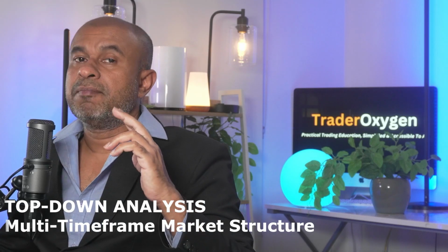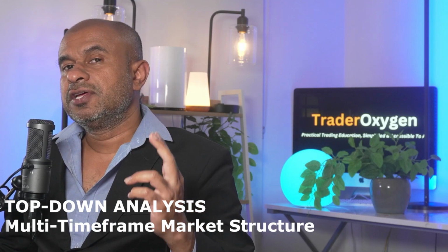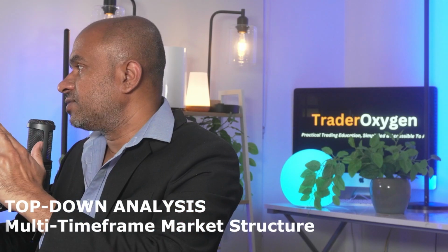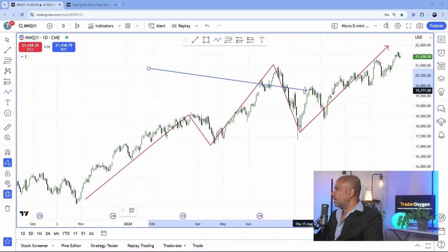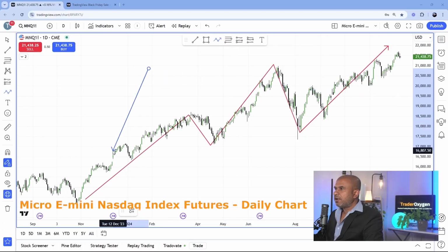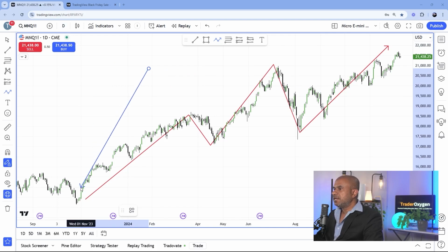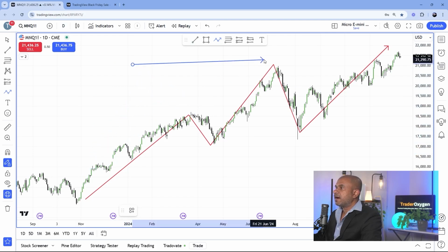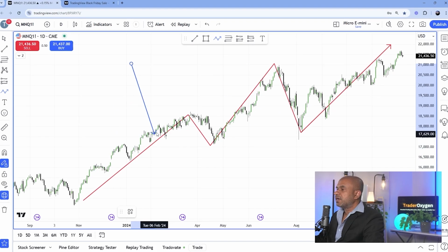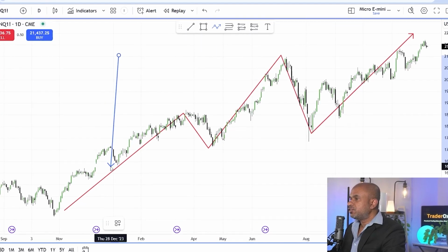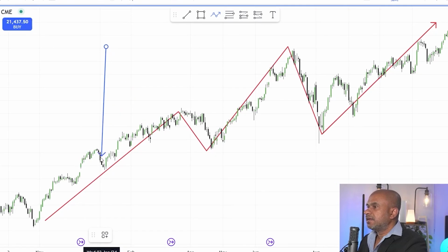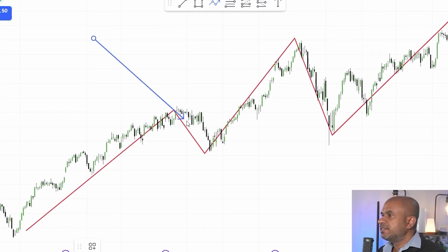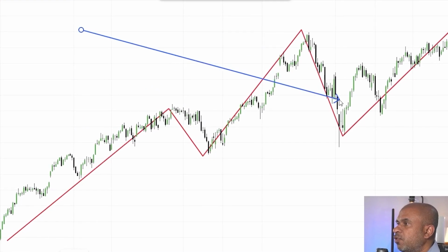So this is an example for top-down analysis or multi-time frame market structure. Let's jump into the example and see how it goes. We are in the micro E-mini NASDAQ index futures daily chart. You can see in the daily chart, the price is in an uptrend, making higher highs and higher lows. If you consider these daily chart trend legs, in this trend leg, and then there's a pullback leg, then the trend leg and the pullback leg.